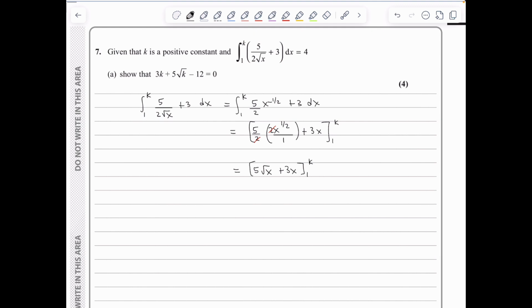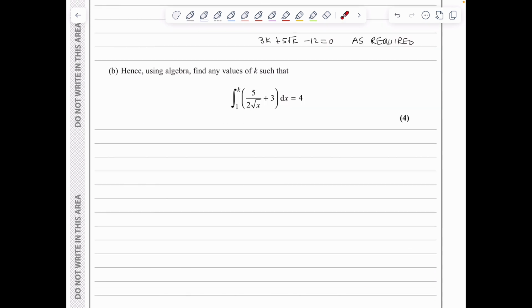to k. I will substitute the upper limit, and this will give me 5 root k plus 3k, and then we will substitute the lower limit, so we've got 5 root 1 plus 3 times 1. Let's proceed to get 5 root k plus 3k minus 8, and we know that this gives an answer of 4. So if we collect everything on the left hand side, we get that 3k plus 5 root k minus 12 is 0 as required.